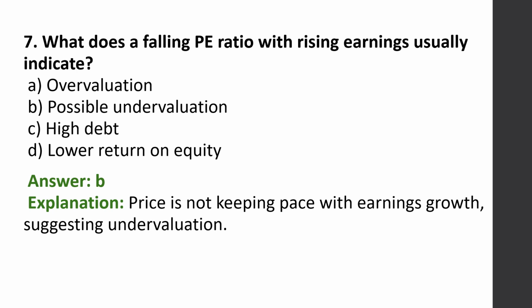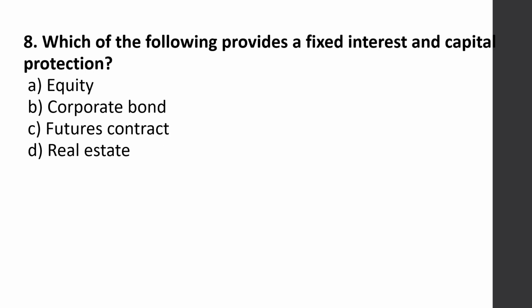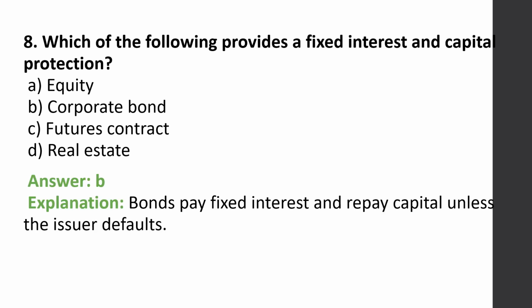Next question. Which of the following provides a fixed interest and capital protection? Option A equity, option B corporate bond, option C futures contract and option D real estate. Correct answer is option B corporate bond. Bonds pay fixed interest and repay capital unless the issuer defaults.